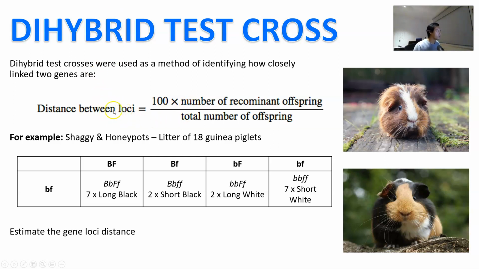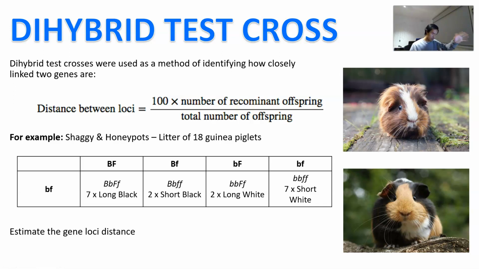So how do we figure it out? Well, it's actually quite simple. Distance between the genes is calculated by going 100 times the number of recombinant offspring divided by the total number of offspring. Basically, what's the percentage of recombinant offspring, and that's how many map units apart they are from one another, right?